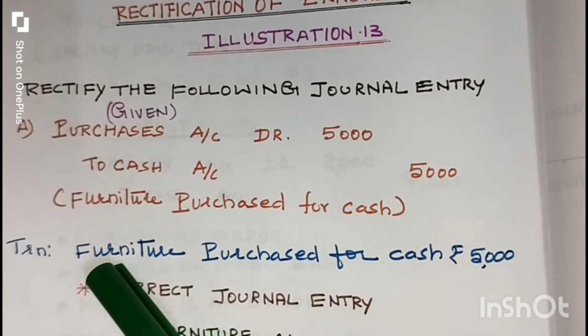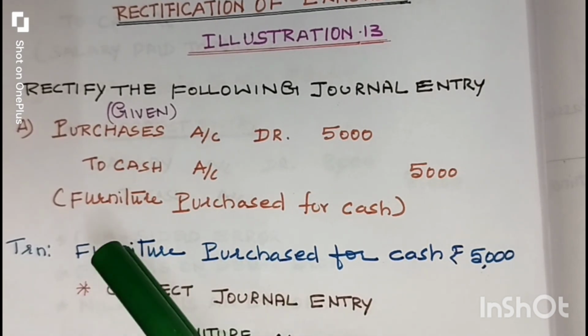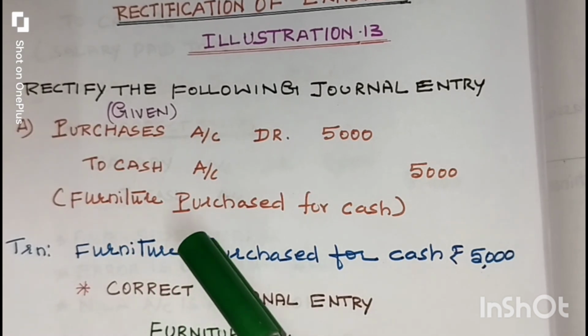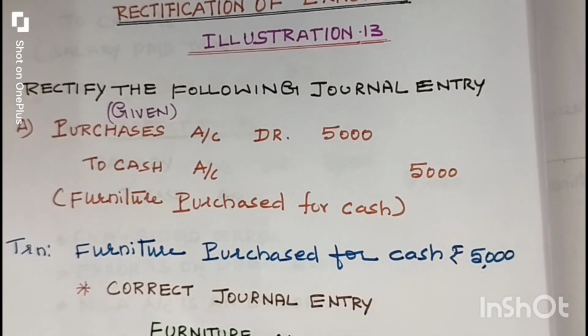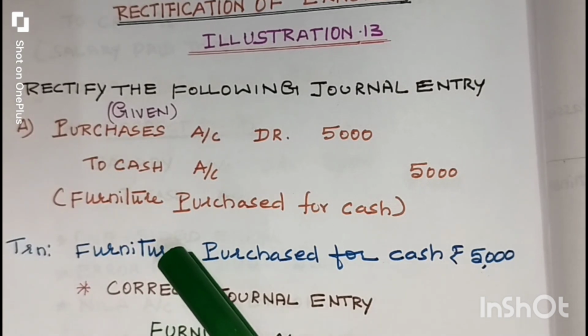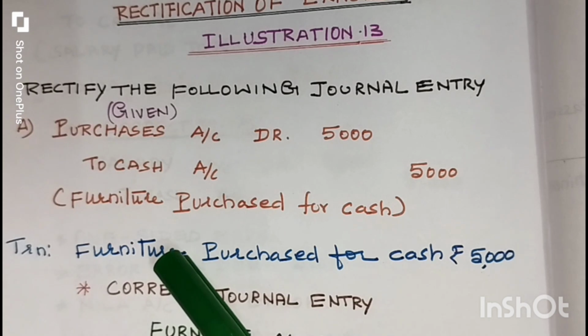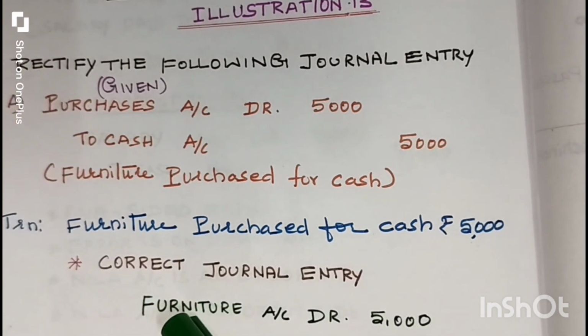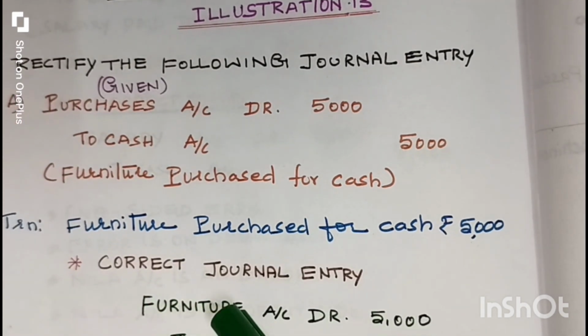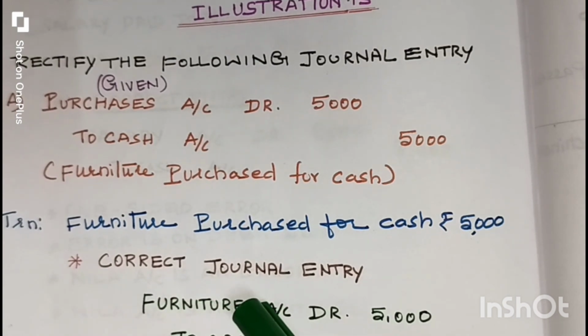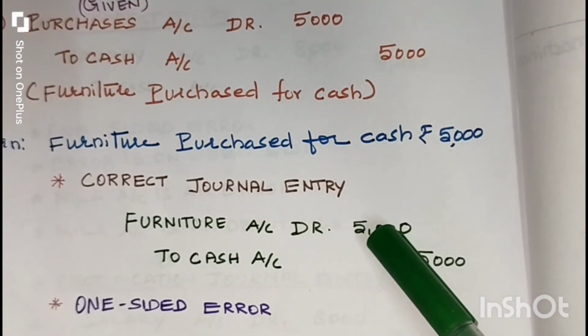Purchased furniture, that means furniture is an asset. Whenever you purchase furniture or any asset, you have to enter the name of the asset. Furniture is the name of the asset. Whatever things you purchased, that is an expense for you. You purchased furniture, it is an expense for you. All expenses are to be debited. So furniture account debtor 5,000 rupees.